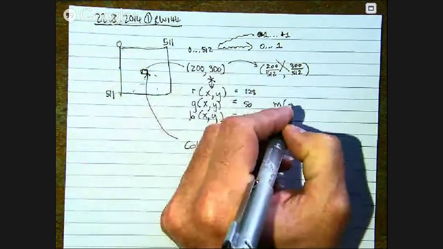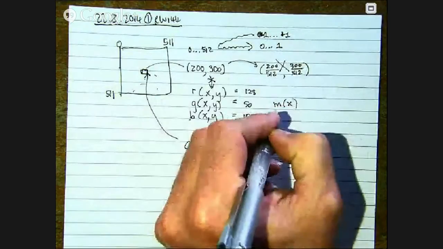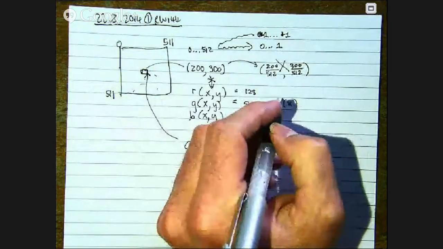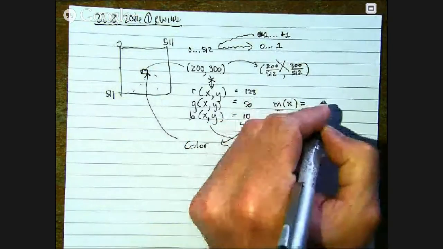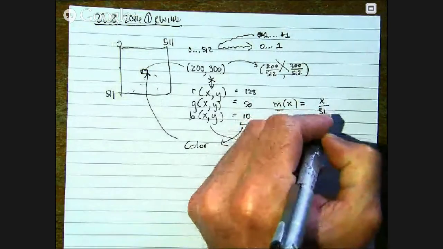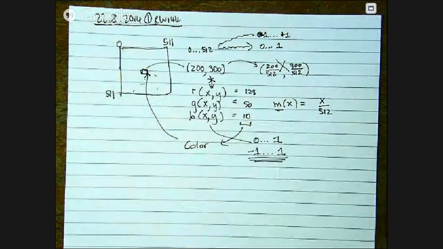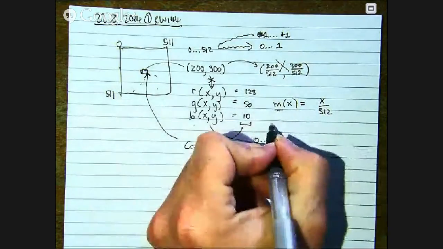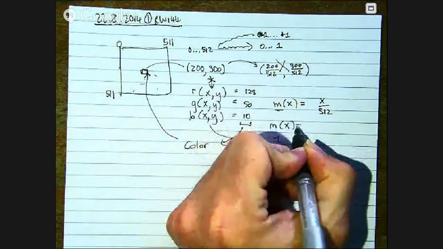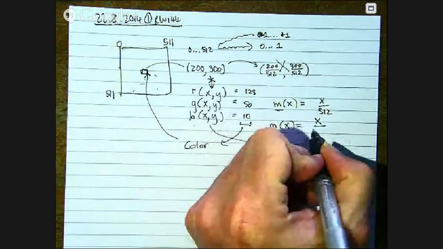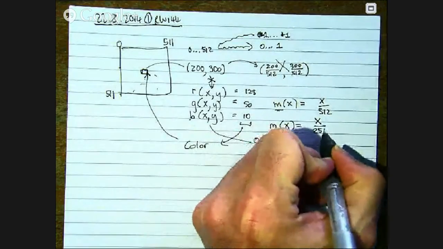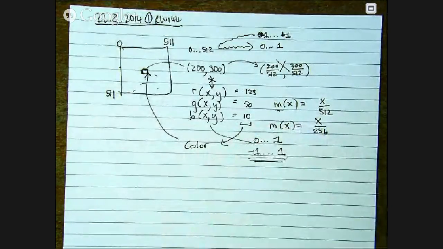Okay. So I'm going to call my function m. This is my mapping function. Before, I just took x and divided by 512, and that gave me a value from 0 to 1. Scott, what would happen if I defined a new mapping function that divides x by 256, which is half of 512? Where would my values go now?